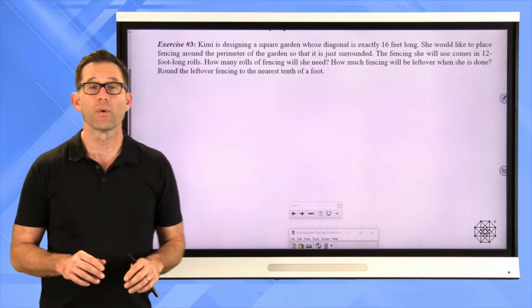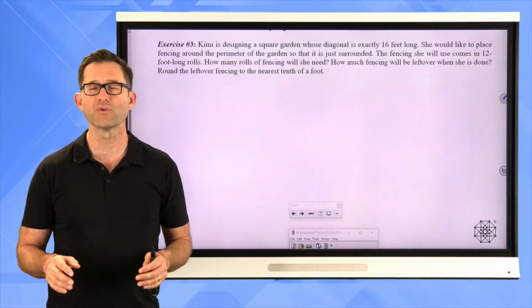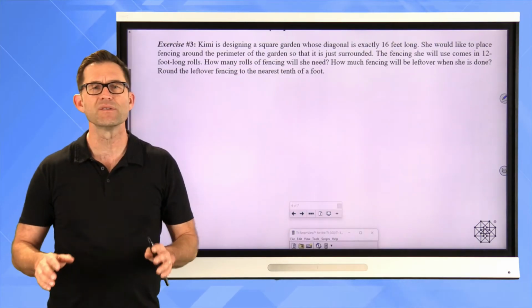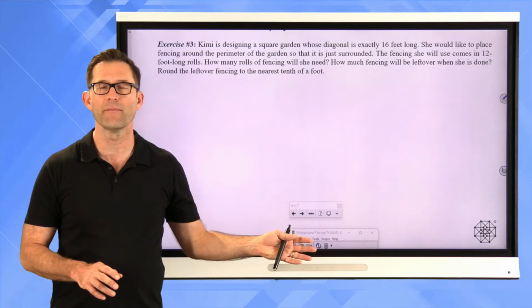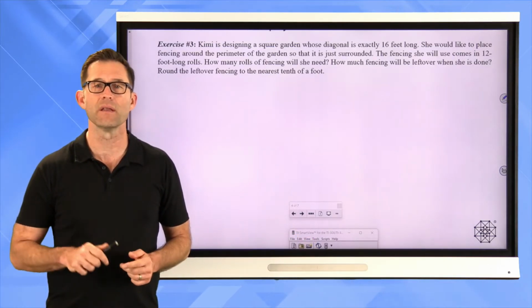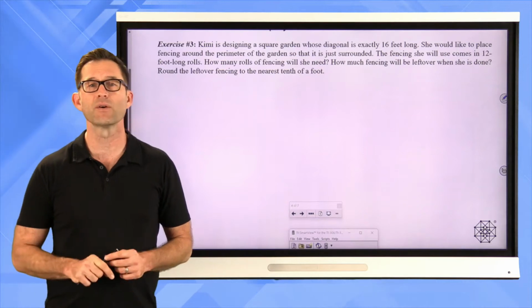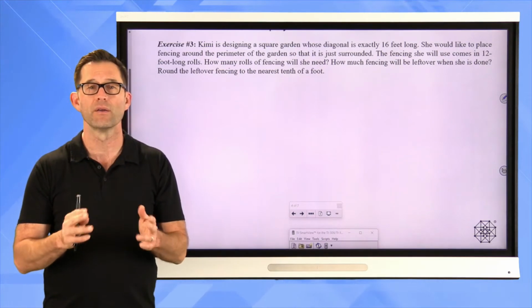All right, so what I'd like you to do is play around with this problem. Pause the video, draw pictures, draw in diagonals, think about what you have. You're going to need your calculator on this one, I think, okay? And see if you can figure out how many rolls of fencing that Kimmy is going to need and how much fencing will be left over when she completely surrounds the square using this fencing.